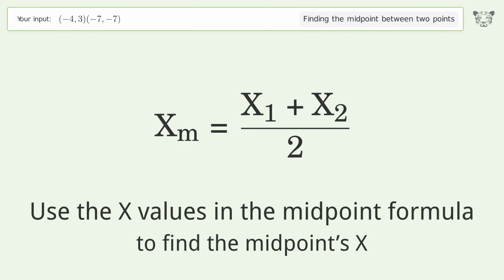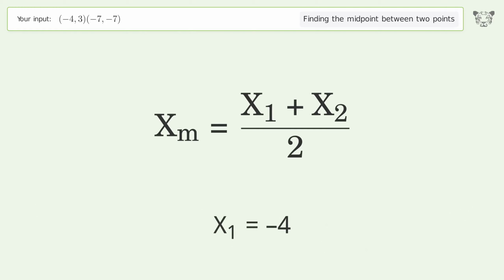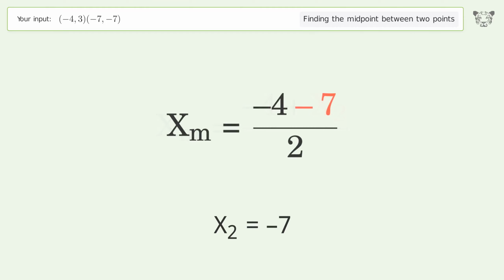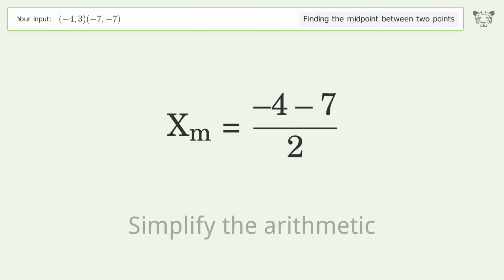Use the x values in the midpoint formula to find the midpoint's x. x1 equals -4. x2 equals -7. Simplify the arithmetic.